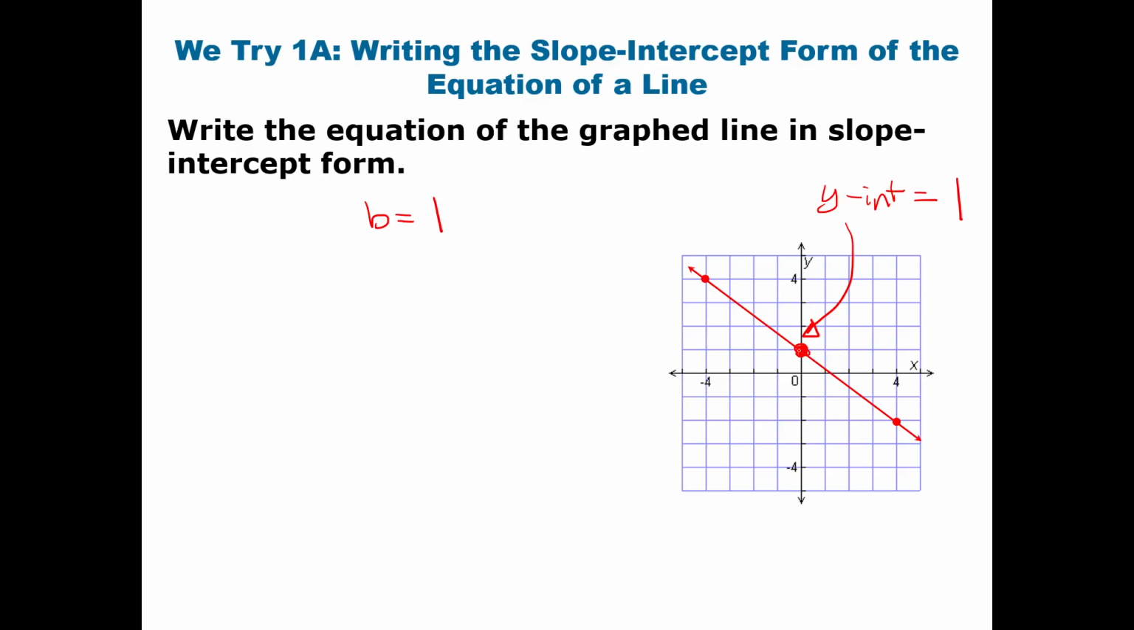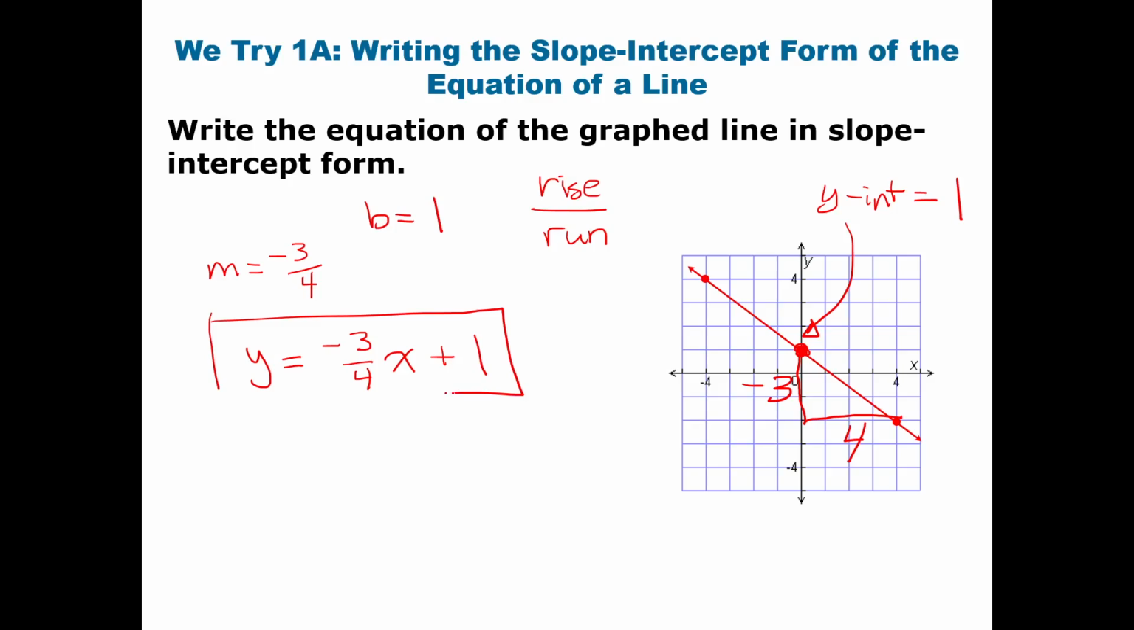Next, let's take a look. I'm going down 1, 2, 3. I'm going over 1, 2, 3, 4. So I'm going down 3 and over 4, which means that my slope, my m, is going to be negative 3/4, because remember, my slope is rise over run. So let's use that to write my equation. y equals m times x plus b. And I'm done.